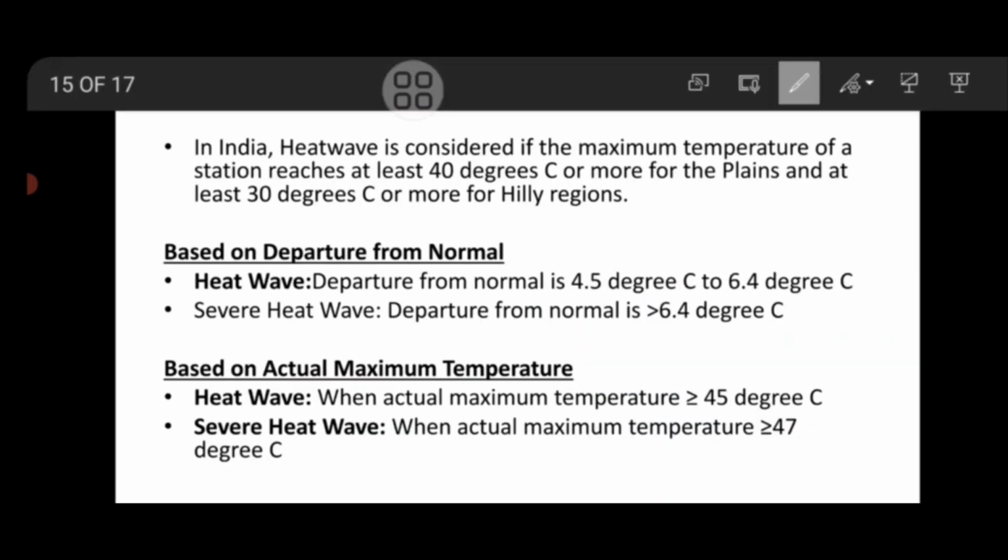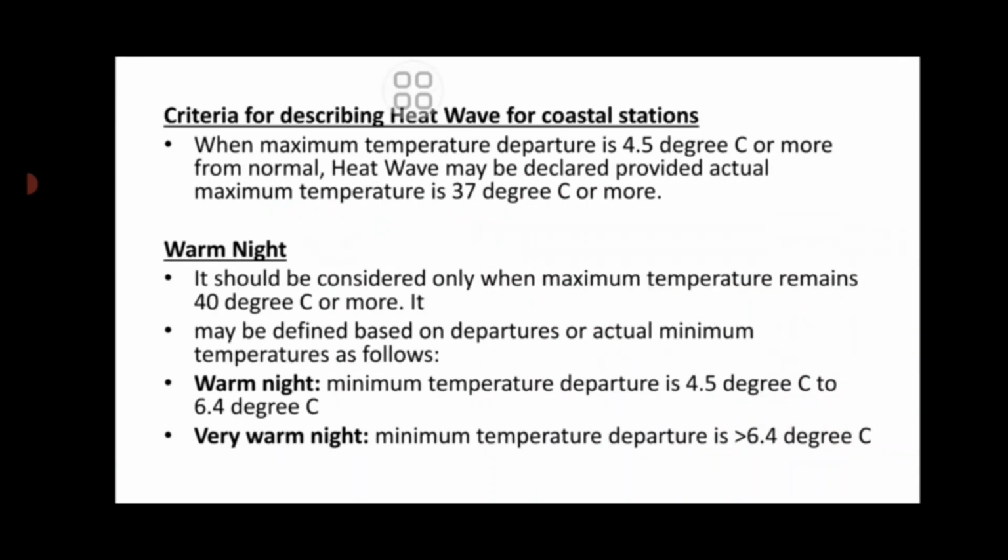A heat wave is considered in India if the maximum temperature of a station reaches at least 40 degrees Celsius or more for the plains and at least 30 degrees Celsius or more for hilly regions. Departure from normal is 4.5 degrees Celsius to 6.4 degrees. Severe heat wave departure from normal is more than 6.4 degrees Celsius. Based on actual maximum temperature, heat wave is when actual maximum temperature is more than 45 degrees Celsius, and severe heat wave is when actual maximum temperature is more than 47 degrees Celsius.